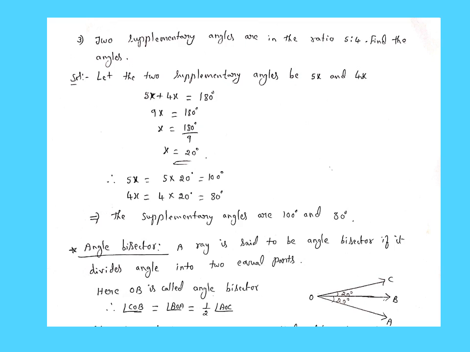Angle bisector. A ray is said to be an angle bisector if it divides an angle into two equal parts. Here, OB is called the angle bisector. And therefore, angle COB equals angle BOA equals half angle AOC.